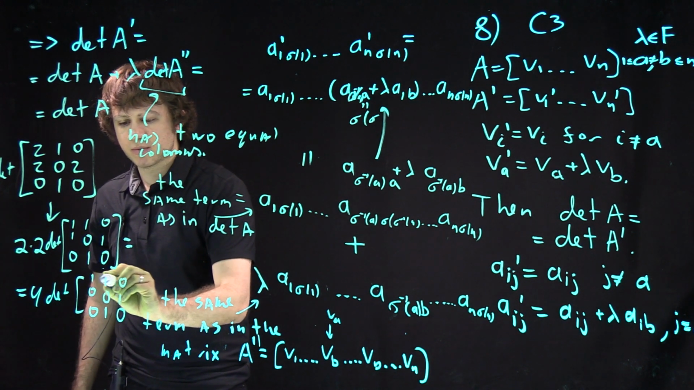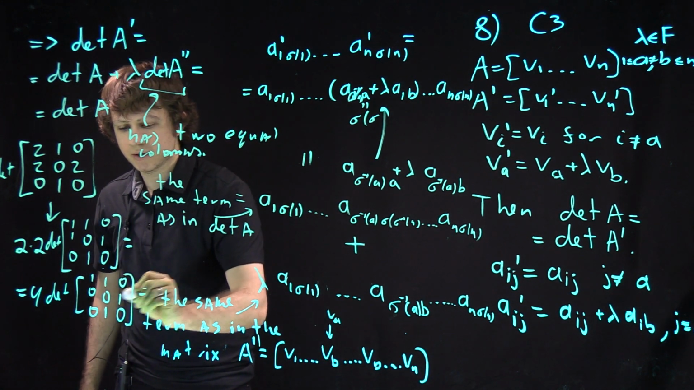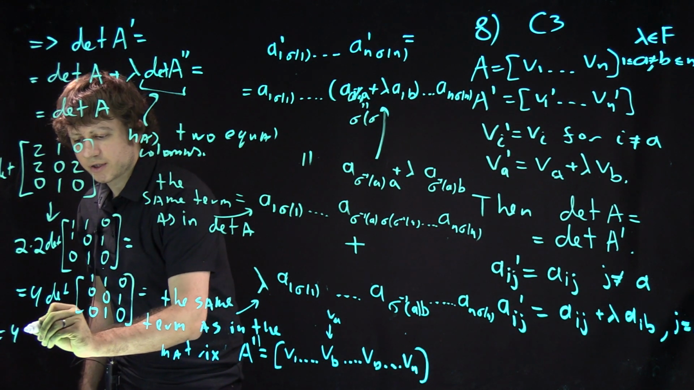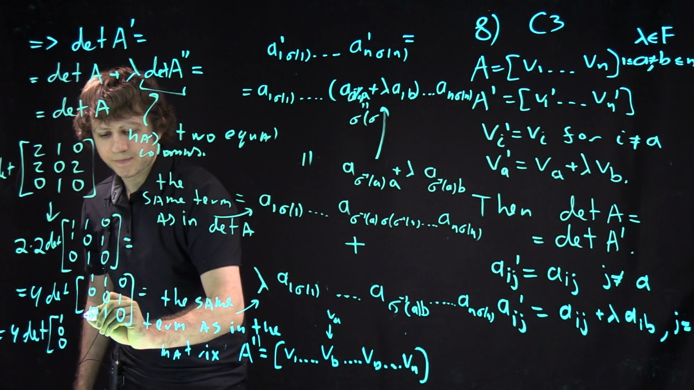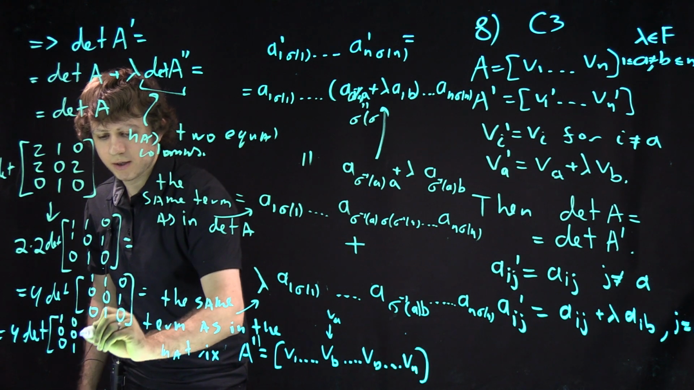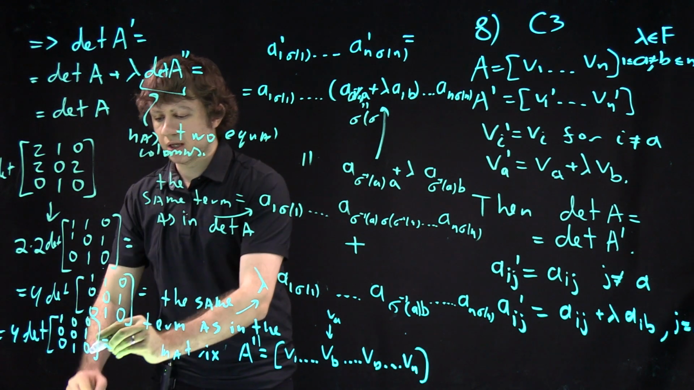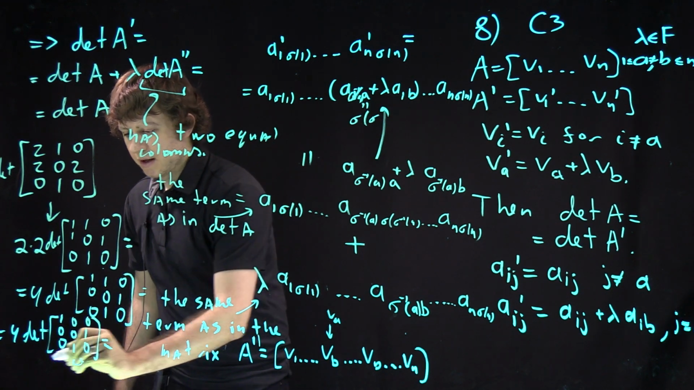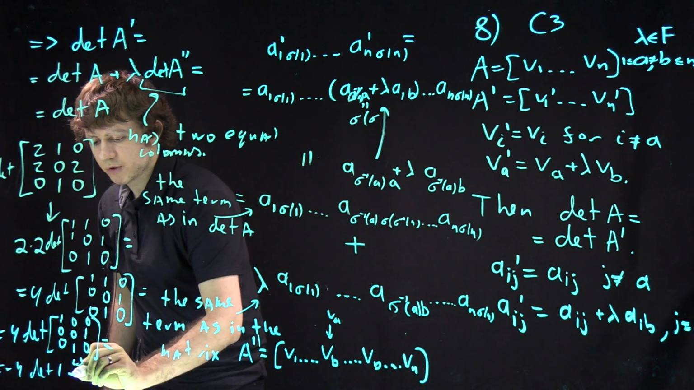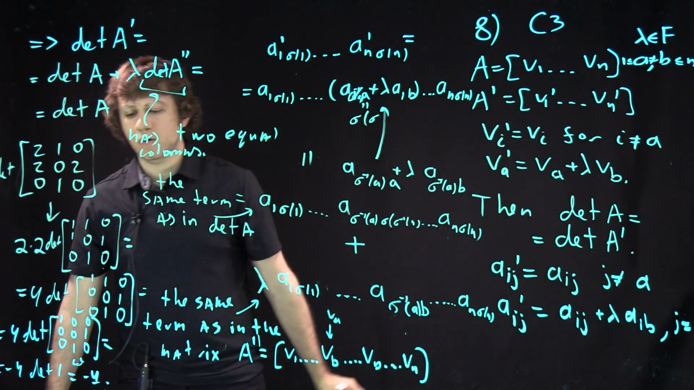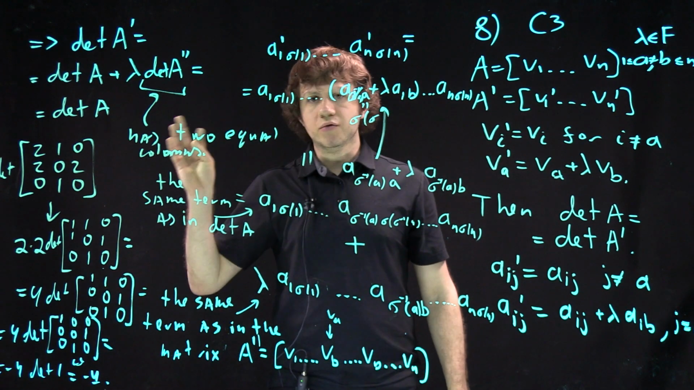And similarly, I can subtract the first column from the second. I get 4 times the determinant of 1, 0, 0, 0, 0, 1, 0, 1, 0. And now I can swap the last two columns, and it flips the sign. And I get -4 times the determinant of the identity matrix, which is -4. So using row and column operations, you can easily compute the determinant. You just need to be careful.